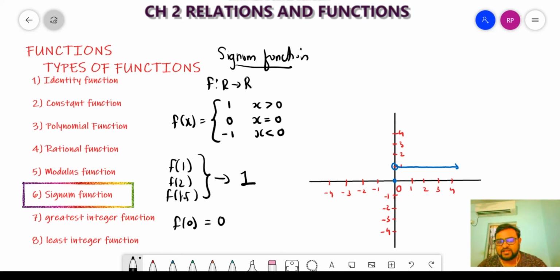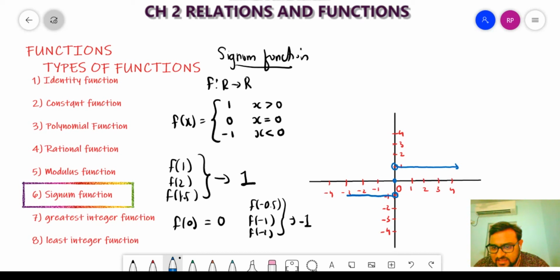And if I take any other negative value like f of minus 0.5, f of minus 1, f of minus 2, for every negative point, my answer is minus 1. So for that, in the graph, here minus 1, I don't need to take at 0. So I am drawing a hollow circle. Solid circle means that point is included. So for any number of x less than 0, the function will be this. So this is the graph of signum function. Clear? So now this was about signum function. Now let's move to the next one.